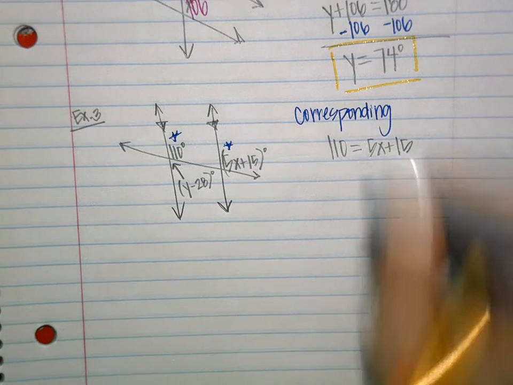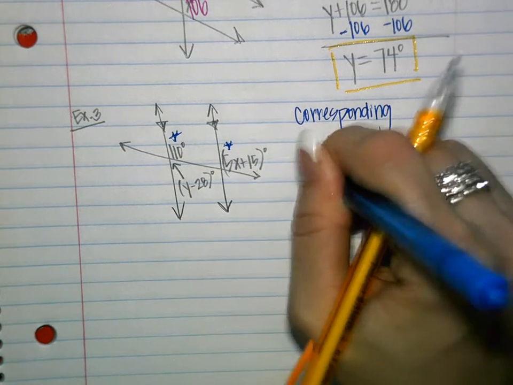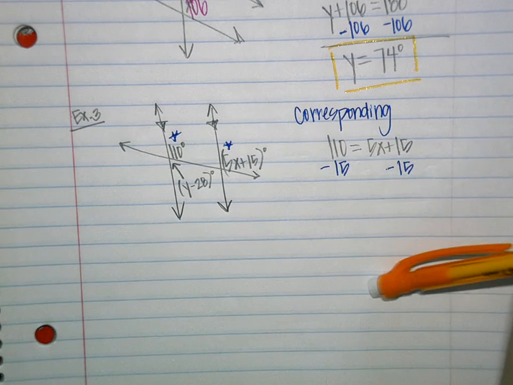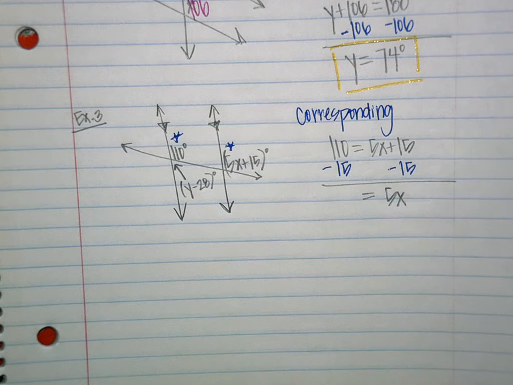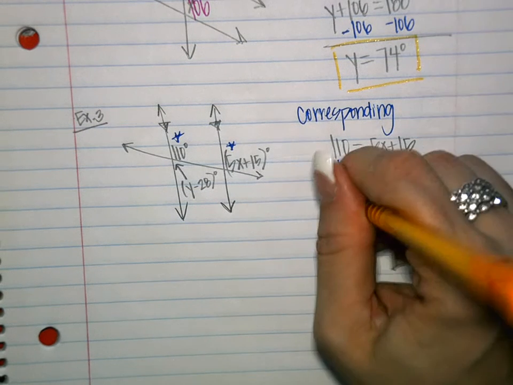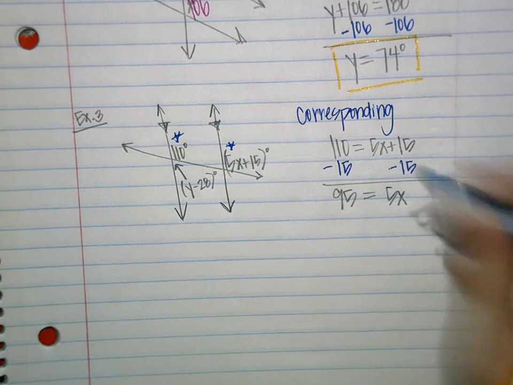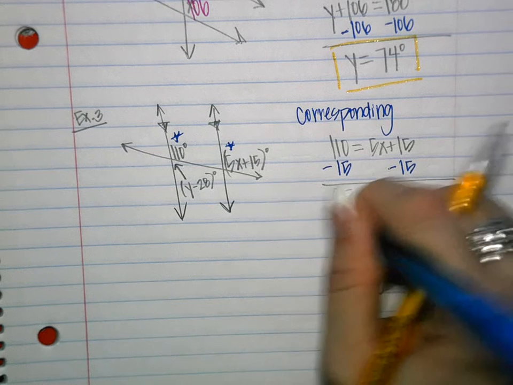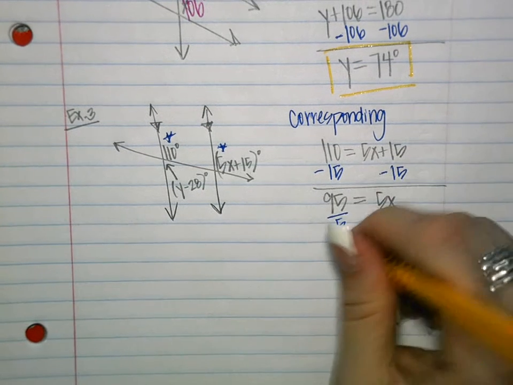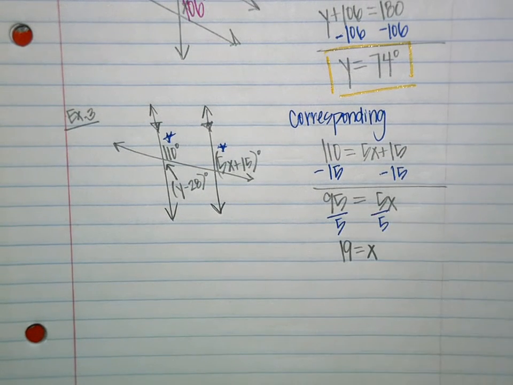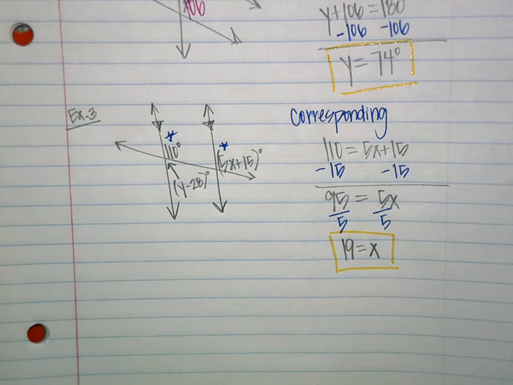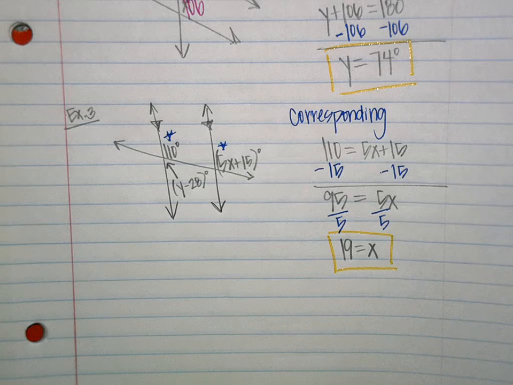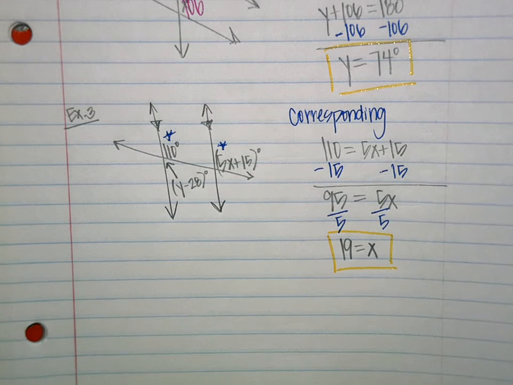To get the 5x by itself, you start by subtracting the 15. What's 110 minus 15? 95. Okay, 95. Then divide both sides by 5. If you divide both sides by 5, you're going to get 19 is equal to x. So that's one of your answers. So this whole thing is equal to 110. Okay, x is equal to 19.